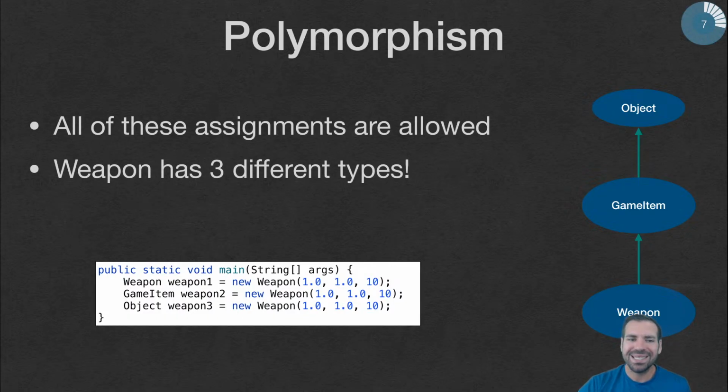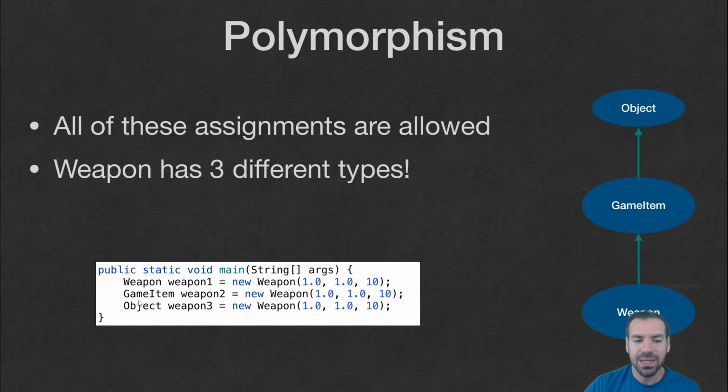So all 3 of these assignments are legal. This code compiles, it runs, everything's perfectly fine with this code right here. We can create a weapon and store it in a variable type weapon. Great, we've done that all semester since day 1. But we can also create a weapon and store it in a variable of type game item. And this is a legal assignment.